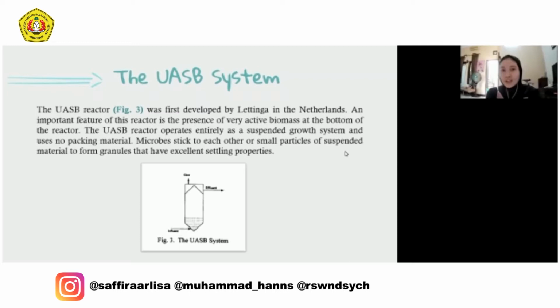The UASB reactor was first developed by Lettinga in the Netherlands. An important feature of this reactor is the presence of very active biomass at the bottom of the reactor. The UASB reactor operates entirely as a suspended growth system and uses no packing material. Microbes stick to each other or to small particles of suspended material to form granules that have excellent settling properties.